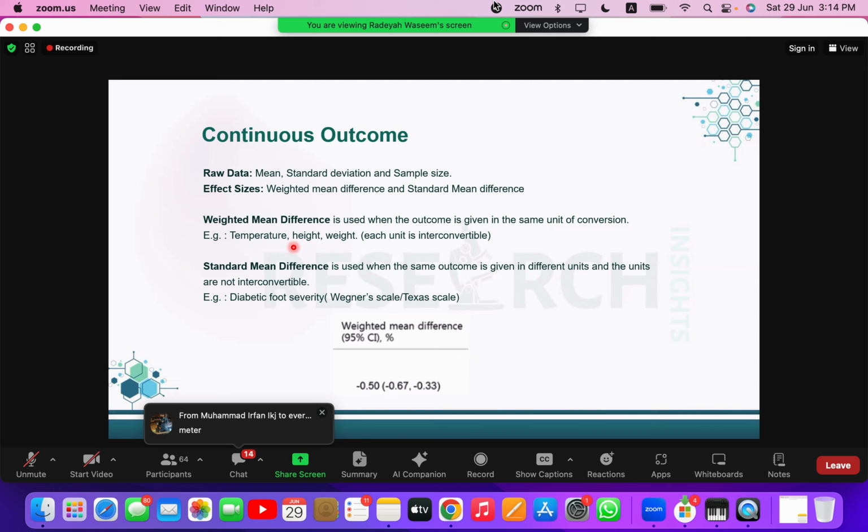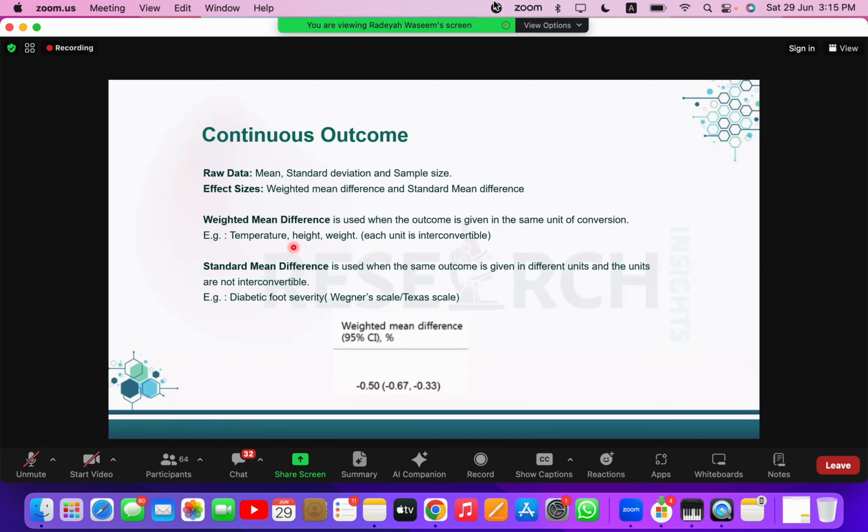Feet, meter, inches, centimeter, exactly. So there are multiple units of measuring height. Now, can you guys tell me, are these units interconvertible? Can you convert meter to inches, or can you convert centimeter to meter? Yes, you can. Okay. So basically, if the units are interconvertible, we use weighted mean difference. If the units for the continuous outcome are interconvertible, you use weighted mean difference.